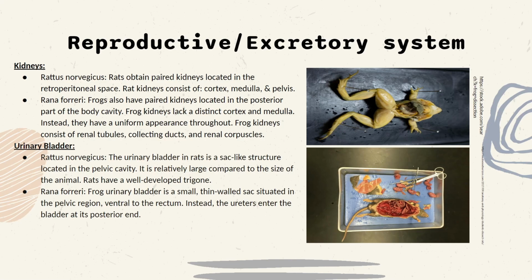In addition to this, the frog's urinary bladder is a small, thin-walled sac situated in the pelvic region ventral to the rectum, very different from the rats. Instead, their ureters enter the bladder at its posterior end. Here are some visuals to help look at the systems more in depth.